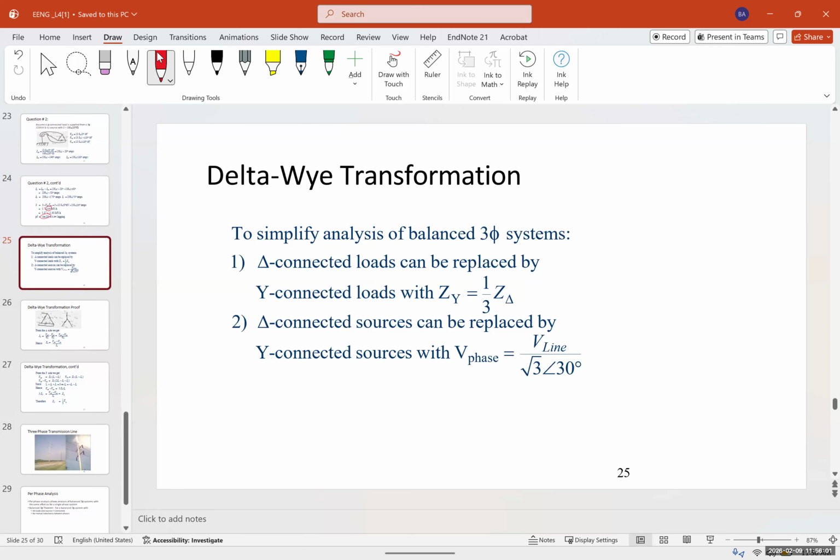Now, for delta-Y transformation, to simplify analysis of balanced three-phase systems, delta-connected loads can be replaced by Y-connected loads with ZY equal to a third of Z delta. And delta-connected sources can be replaced by Y-connected sources with V phase equal to V line divided by square root of 3 with an angle of 30 degrees. So again, usually we want to replace delta loads with Y loads and delta sources with Y sources. We can do it as follows if we want to do that.